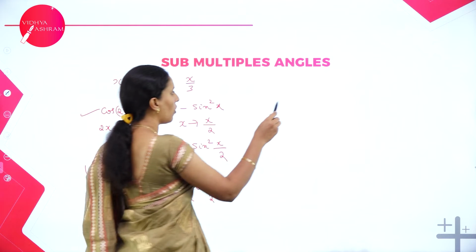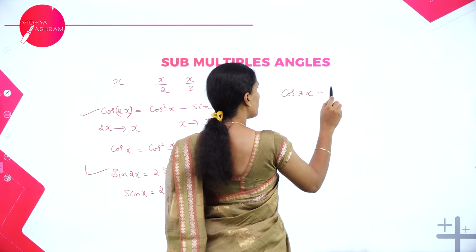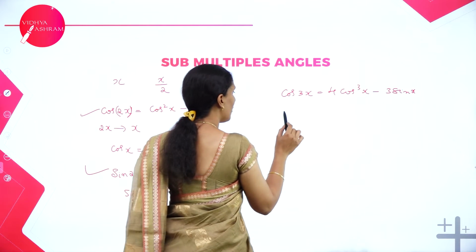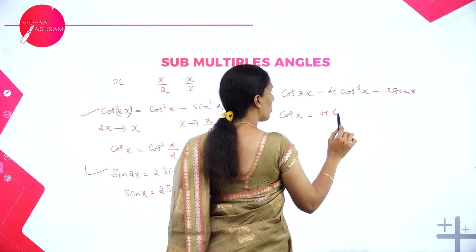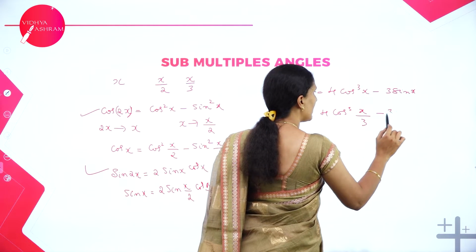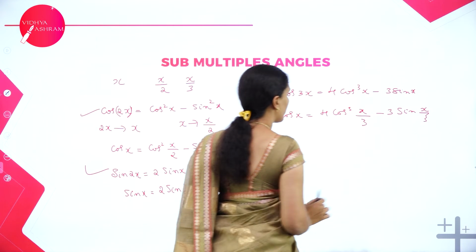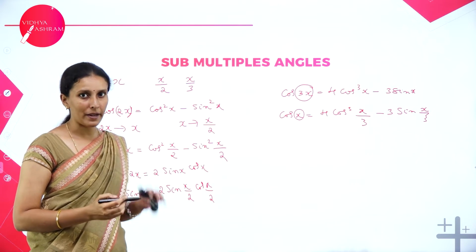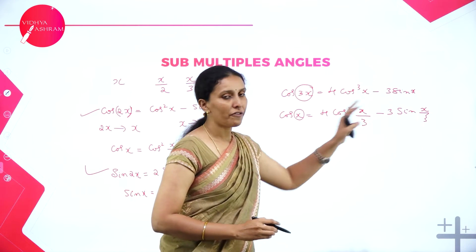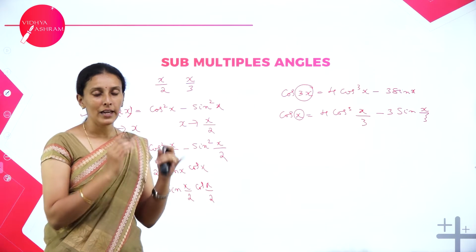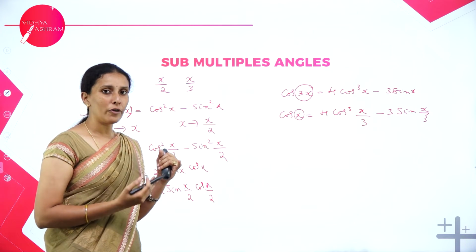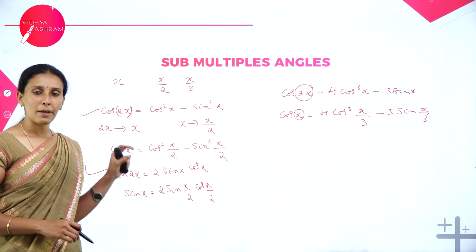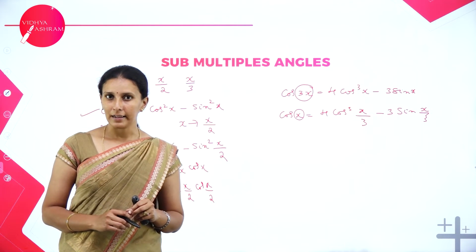So the same formula of cos 3x, which we write as 4 cos cube x minus 3 cos x, can be written in the form of cos x as 4 cos cube x by 3 minus 3 cos x by 3. Because we have taken 3x as x here, therefore x should be written in the form of x by 3. So the angles written in terms of fractions are called submultiple angles, and all the multiple angles can follow the same identity for half angle, also 1/3 of the given angle. So these types of angles are called submultiple angles.